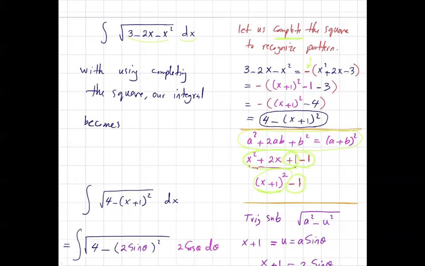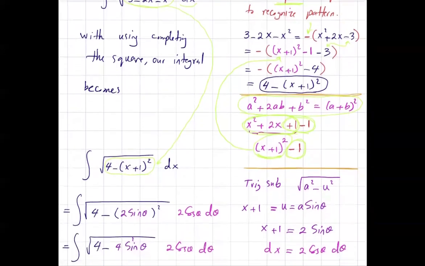Then I take everything and move it back inside the parentheses. So I have a negative sign in front, parenthesis x plus 1 to the second minus 1, and it also has a negative 1. Now, if you combine negative 1 and negative 3, you get negative 4. If you distribute the negative sign, you get 4 minus x plus 1 to the second. So this quantity inside your radical can be written as 4 minus x plus 1 to the second power.